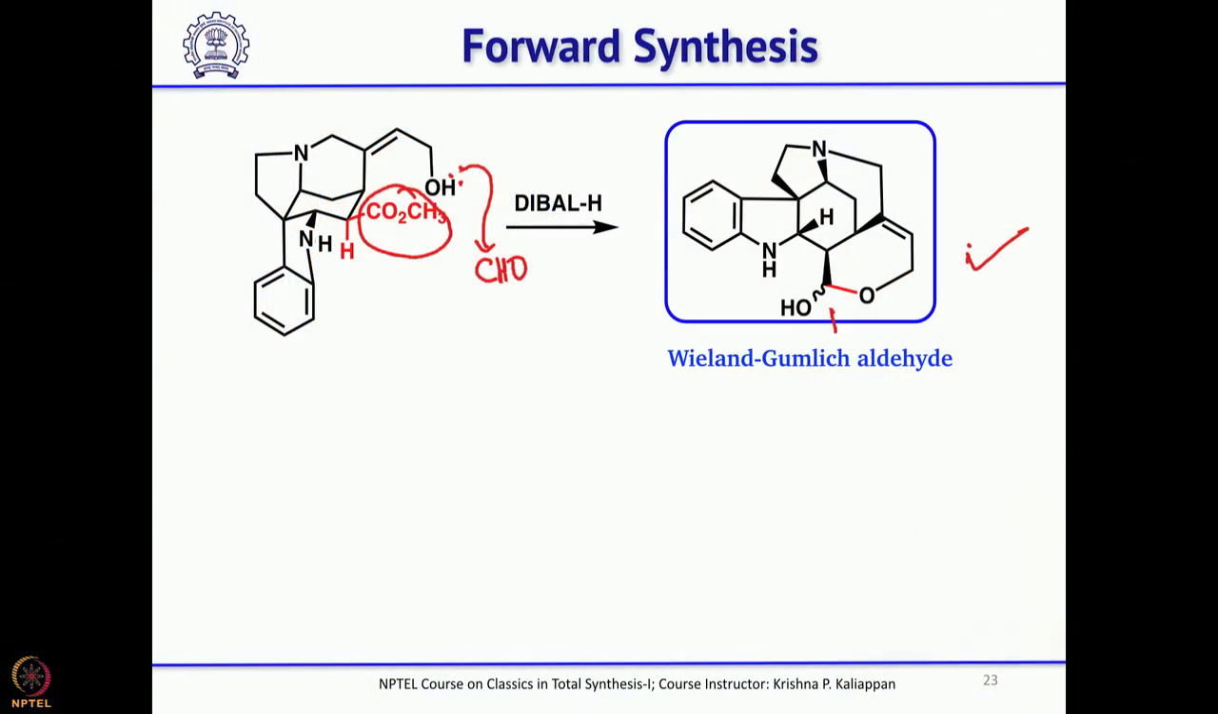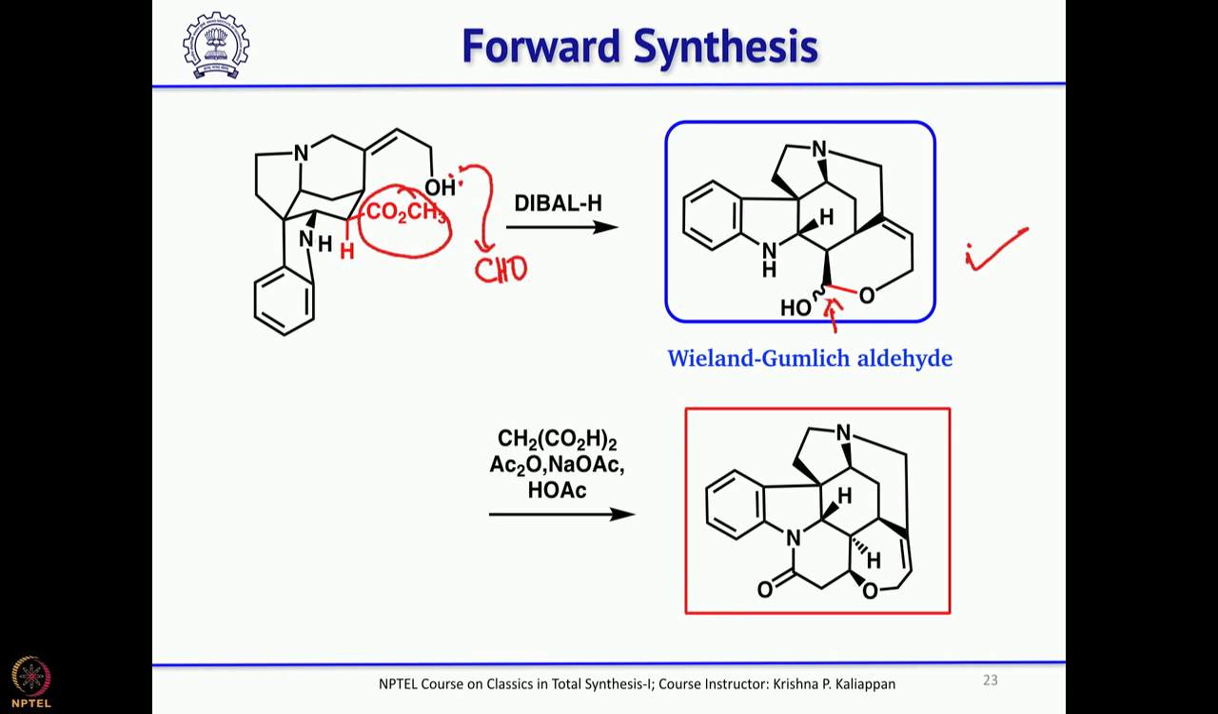The Wieland-Gumlich aldehyde is also known to be converted into strychnine in a single step. You have the lactol. The lactol on treatment with Wittig reagent, or you can use malonic acid, acetic anhydride and acetic acid, you will get the alpha beta unsaturated ester. The aldehyde will form the alpha beta unsaturated acid and also cyclize with this NH, and in the same process the oxa-Michael addition also will take place. All will take place in one step.